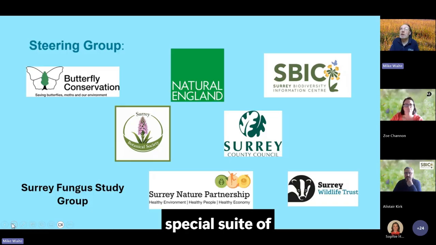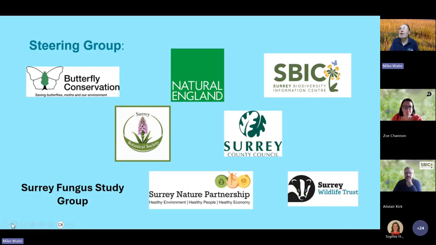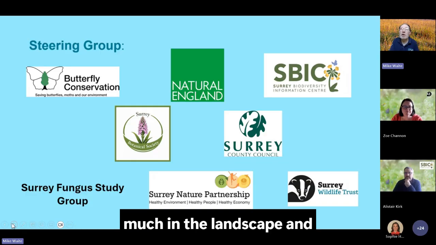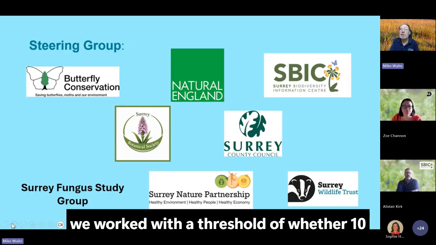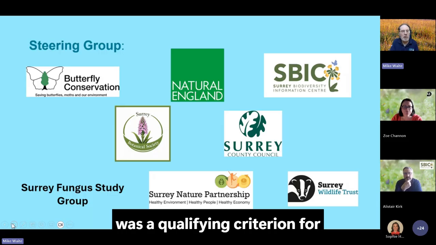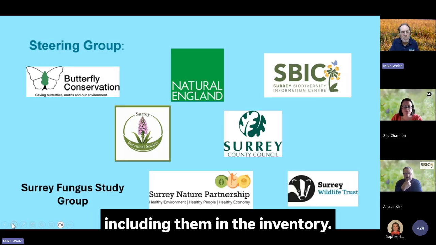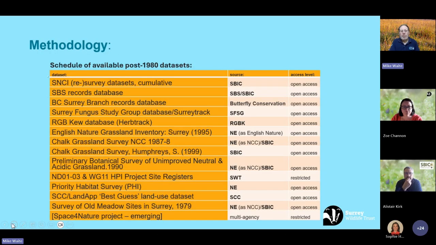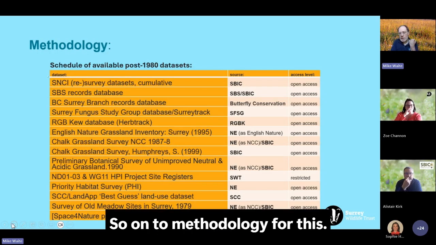It is a special suite of grassland fungi that have declined very much in the landscape, and we worked with a threshold of over 10 species of those. That was a qualifying criterion for including them in the inventory. So on to methodology for this.